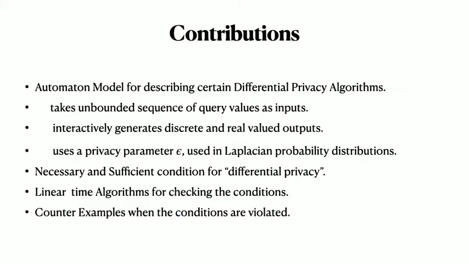The main contributions of this paper are an automated model for describing differential privacy algorithms that take an unbounded sequence of inputs, generate outputs interactively, and use a privacy parameter epsilon. It gives a necessary and sufficient condition for differential privacy of the algorithms modeled by these automata, and it presents linear algorithms for checking these conditions.